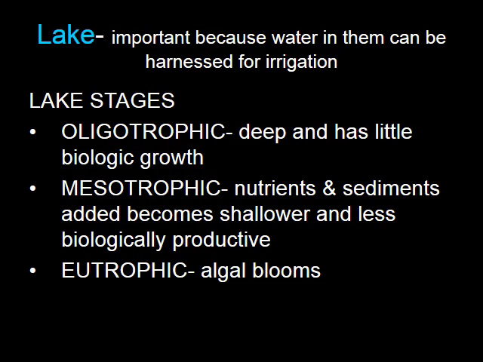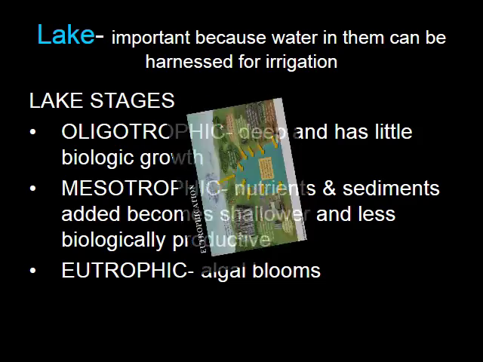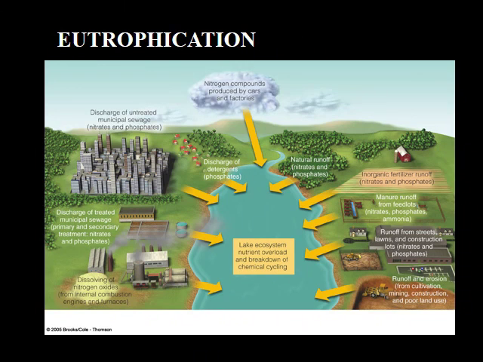Okay, lakes are an important body of water because they can be harnessed for irrigation. Now, there are three stages of a lake: oligotrophic, mesotrophic, and eutrophic. So if the lake is young, we call it oligotrophic. It's deep, with little biological growth. And then as years pass by, because of man's interference, there will be accumulation of nutrients and sediments, so the lake would become shallower and less biologically productive until finally it would reach the old age or the eutrophic stage, wherein there's algal blooms.